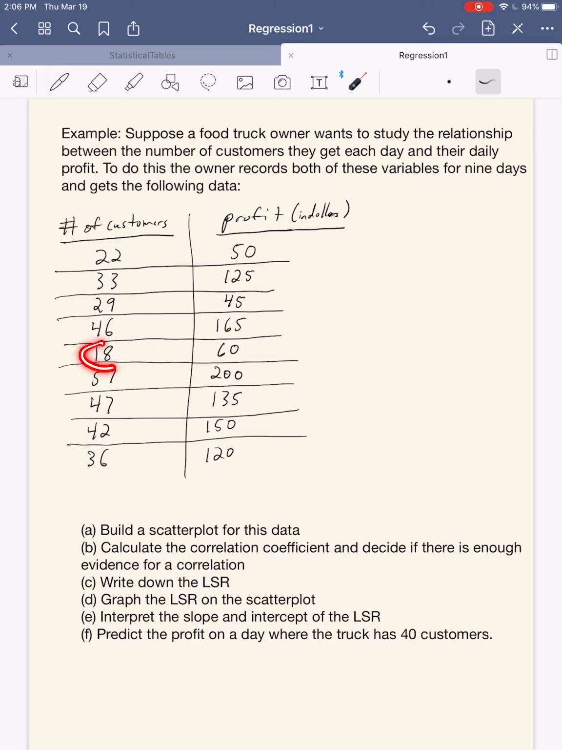One of the days, they had 18 customers and made a profit of $60. And this day, they had 36 customers and made a profit of $120. You'll notice that the list of things that we're doing with this is growing steadily. Initially, we just knew how to build a scatter plot. Then we learned how to do the correlation coefficient. Then we learned in the last video how to write down the LSR and graph the LSR.